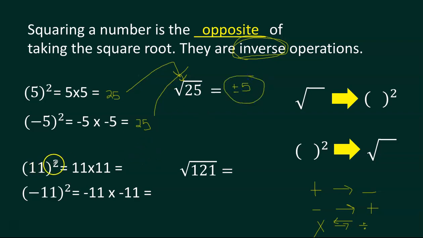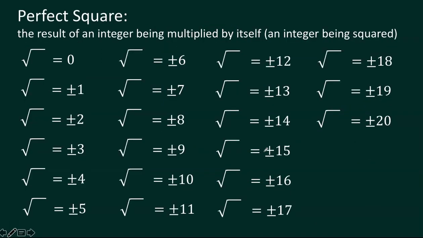Look down here at 11 squared. 11 squared equals 121. Negative 11 squared equals 121. And if you want to get back to 11, you have to do the opposite, which is taking the square root. The square root of 121 is positive or negative 11. I want you to see how closely squaring and taking the square root are connected, because for this standard, we also need to be able to look at square roots and move the opposite direction. So let me show you what I mean.